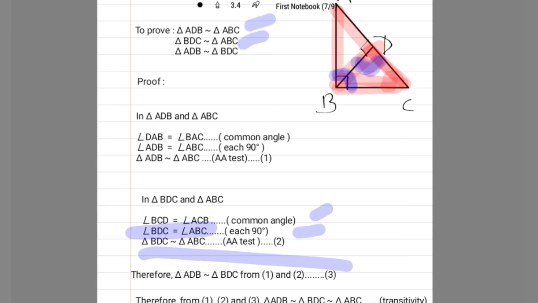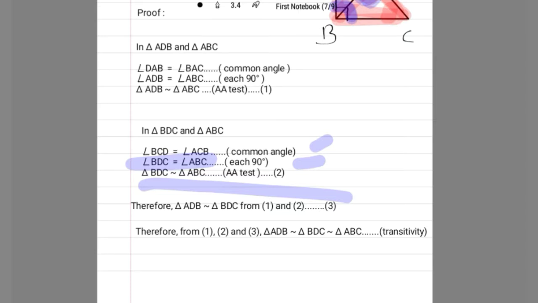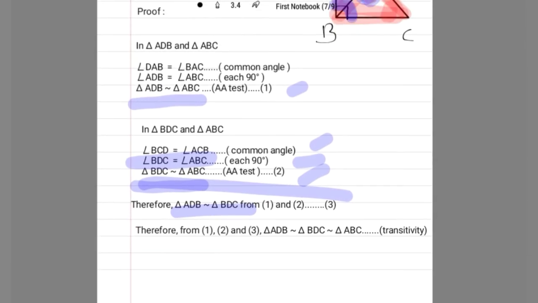Now the main thing is, we have to prove both the smaller triangles to be similar. So how we are going to do that is, this is simple. If this triangle, that is ADB, is similar to triangle ABC, and this triangle BDC is similar to triangle ABC, so from 1 and 2 we can say that triangle ADB is similar to triangle BDC, right? Because both the triangles are similar to one triangle, that is ABC. If they are similar to one triangle, that is ABC, then they are similar to each other. So this is what we have taken from 1 and 2 here.